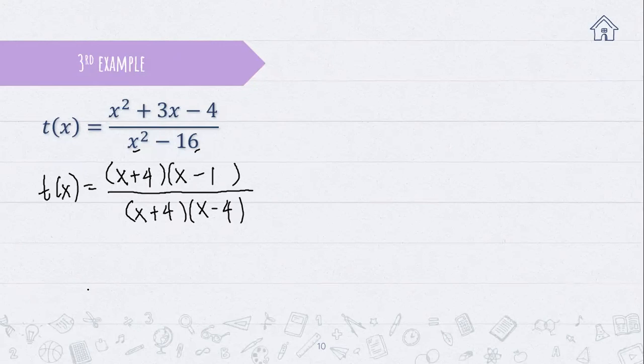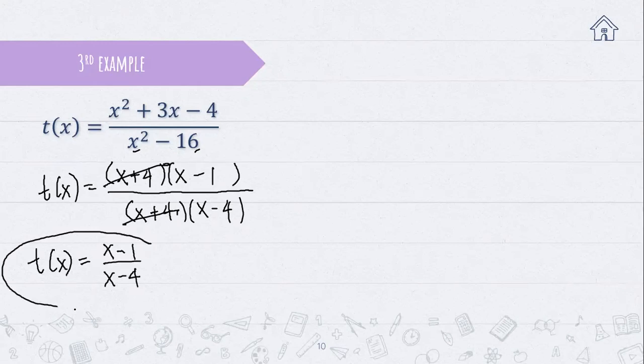Anyway, let's proceed. Ayan na. So may common factor sila, which is x plus 4. So cancel natin yan. So ang natira na lang sa t of x natin is x minus 1 over x minus 4. Ayan na. Basic na lang siya. So ito yung kukuhaan natin ngayon ng x and y-intercept. I'll be giving you 2 minutes para hanapin si x-intercept and y-intercept.